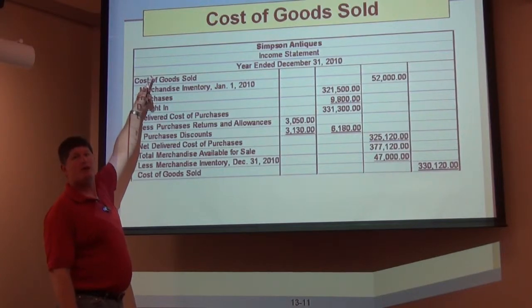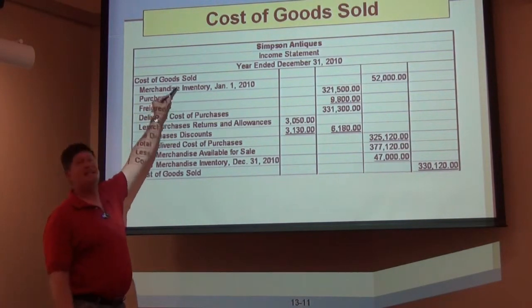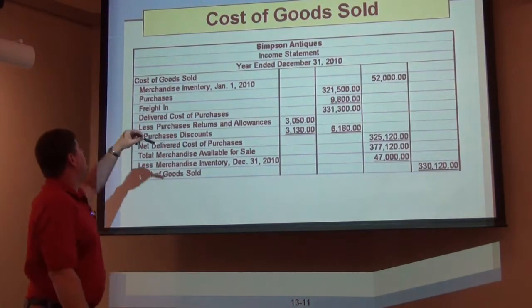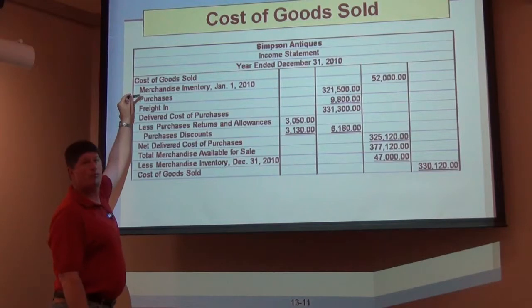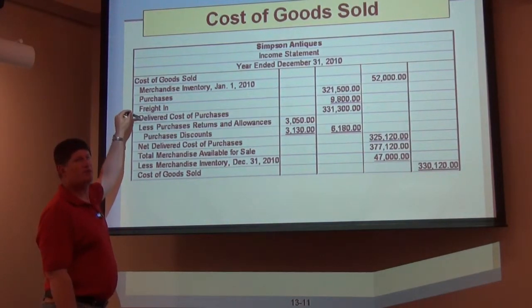This slide, it moves right to the top. We've gotten the revenue section out of the way. And we start with that beginning inventory. Here's what we've got at the beginning. And to that, we bought some more stuff. We made some purchases, we brought it in, we get delivered cost of purchases.